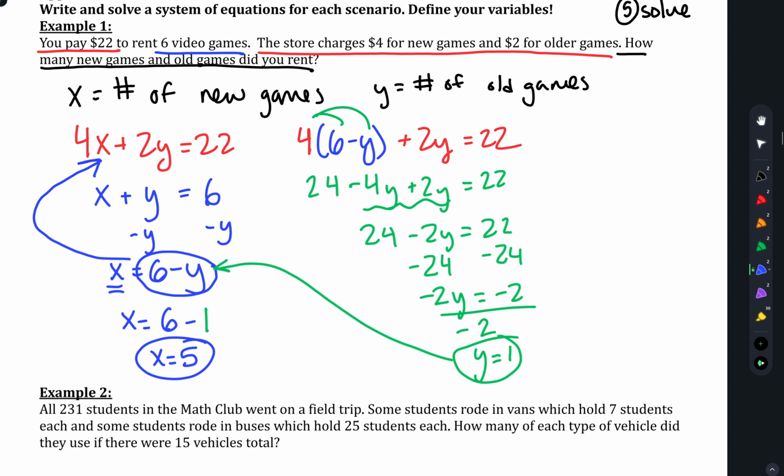I can write that as a coordinate. It makes sense when I have x and y values that I can write them as a coordinate. Sometimes, we're going to see in the next one, I'm going to use v's and b's instead. Doesn't make so much sense to write it as a coordinate, but we can always and should always write this in words. So this says I can buy 5 new games and 1 old game.